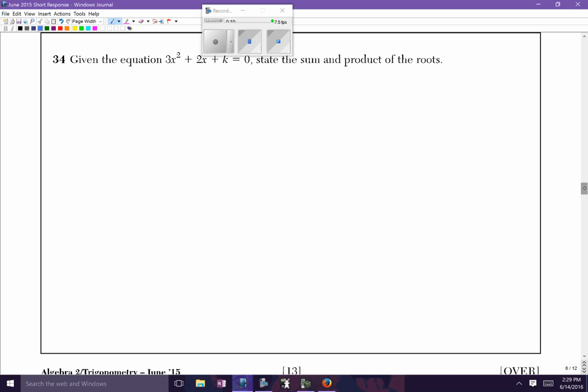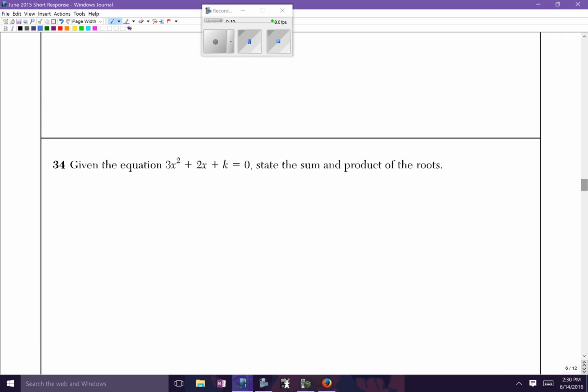Number 34, given the equation 3x squared plus 2x plus k equals 0, state the sum and the product of the roots. Now, I know in my class we did not have the opportunity to go to this, so this is one of those ones that you would want to memorize. The sum is always equal to negative b over a, and the product is c over a. And we get the a, b, and c values by comparing it to the standard form of a quadratic, ax squared plus bx plus c.